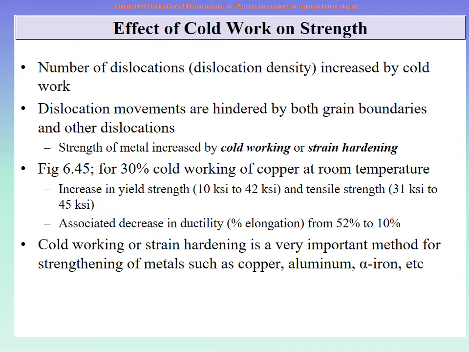Right? This keeps on happening, and therefore two things happen: dislocation movements are hindered by grain boundaries, and dislocation movements are hindered by other dislocations which stop there. So because of grain boundaries and because of dislocations, the movement of the material slows down and the strength increases. Right? So the strength of the metal increases by cold working or by strain hardening. So this is the topic, and we will further describe this on the next slide, where we are showing figure 6.45.